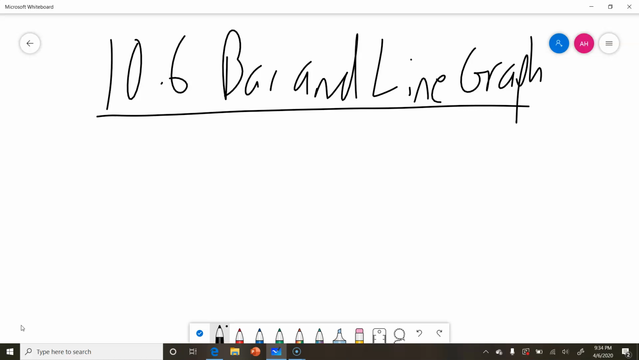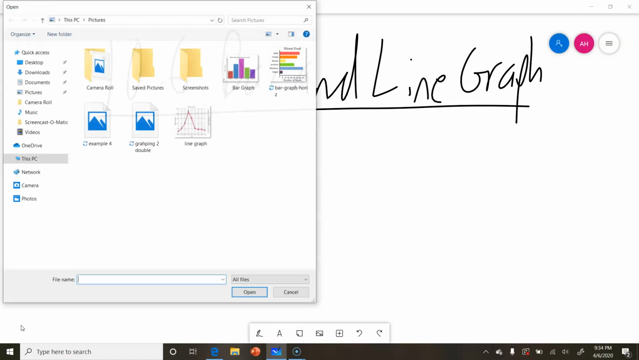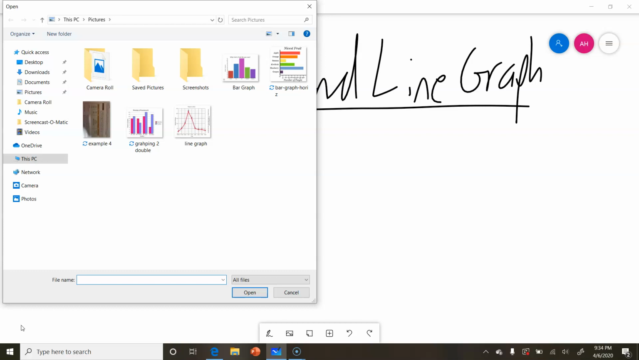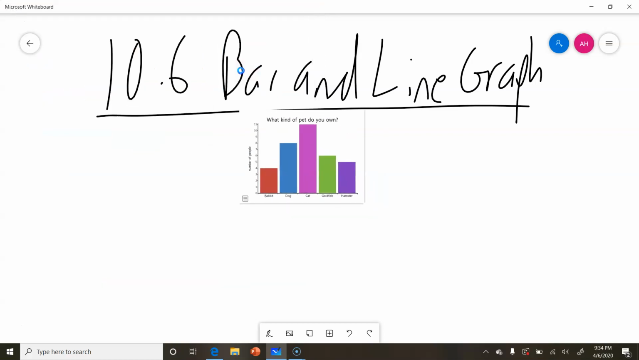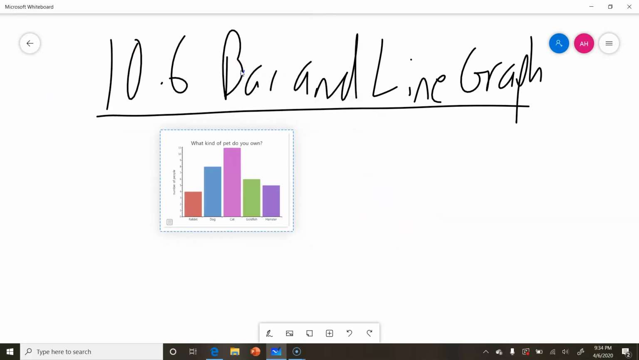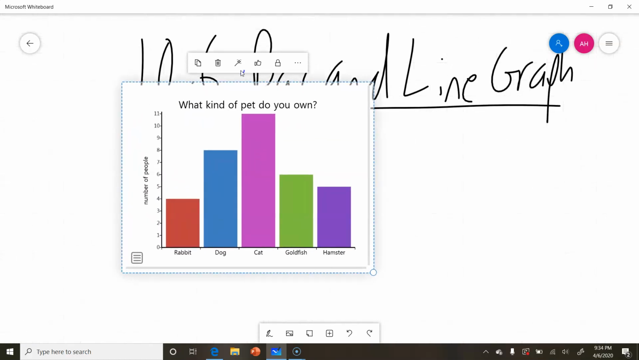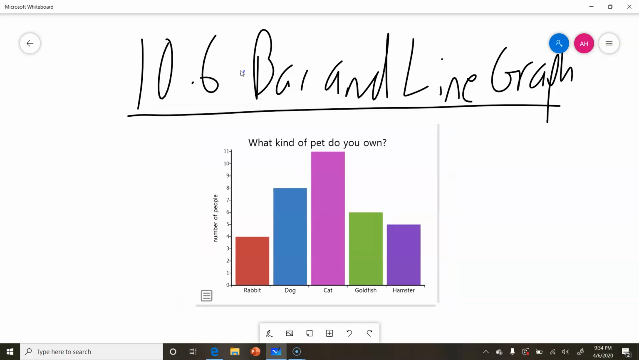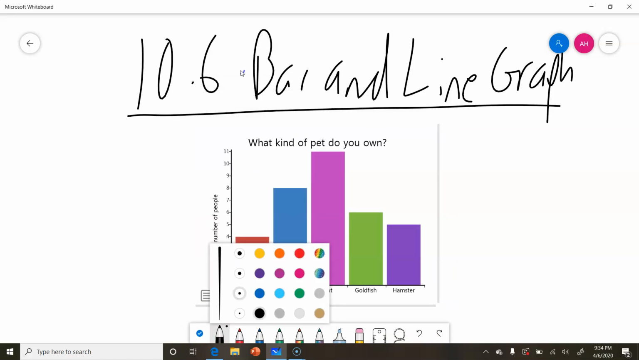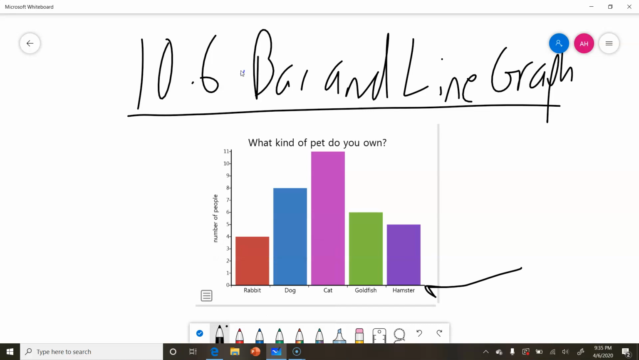So, when we have a graph, I know this is a little easier, so I'm just going to use pictures because pictures are fun. When we have a graph, a nice little bar graph right here, on what kind of pet do you own, we're going to call this a bar graph.